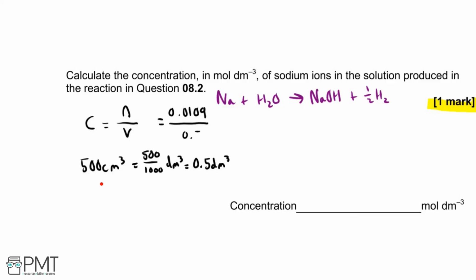So we have 0.0109 over 0.5, which is going to get us a value for concentration of 0.0218 moles per decimeter cubed. So that's the value that will get us our 1 mark. The fact it's only 1 mark means that we don't have any working marks, it's just 1 mark for our final value.